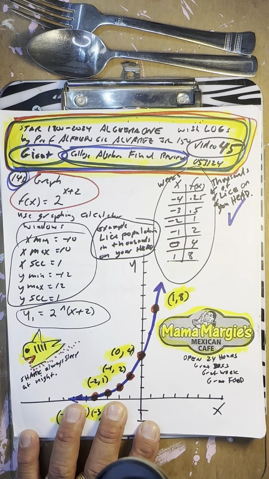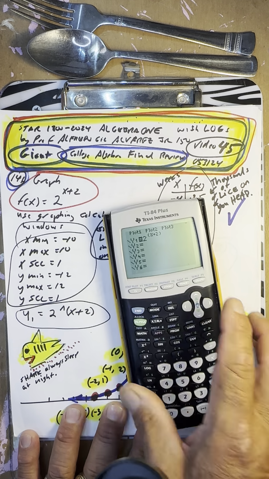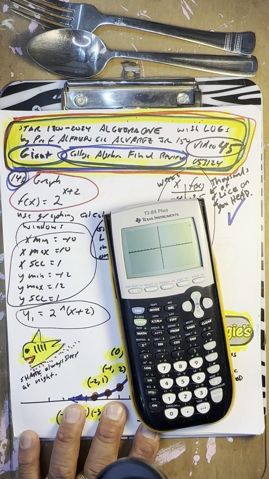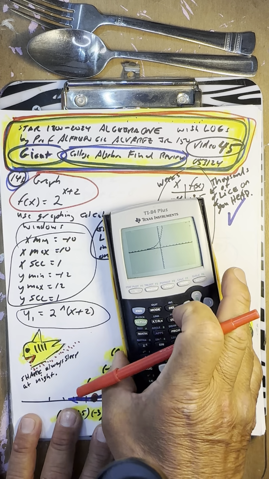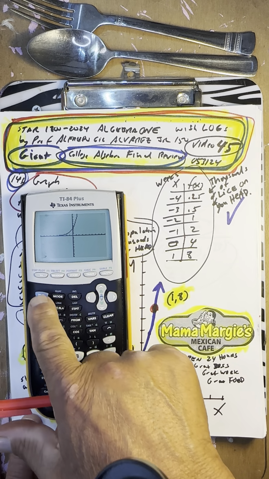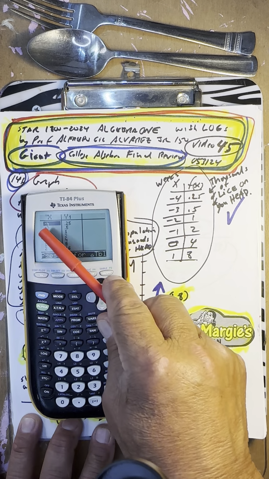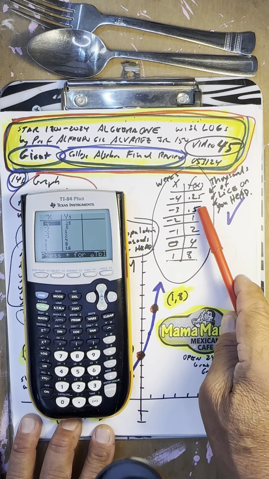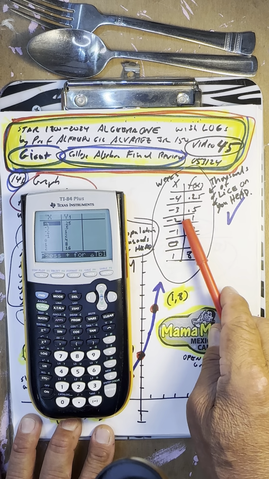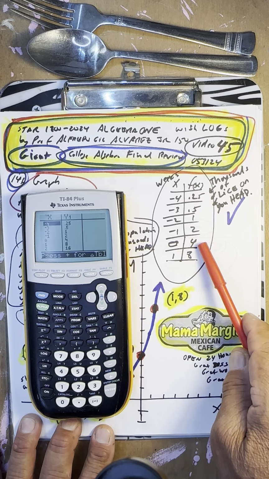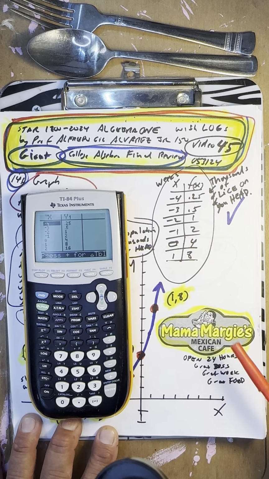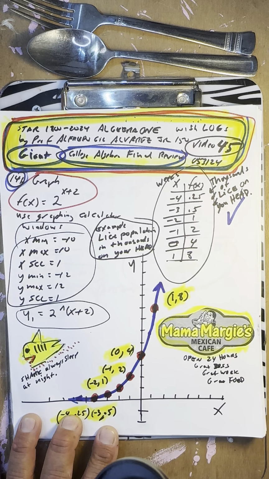Now, there is a way to look at the table if you want. Let's look at the table. Once you hit graph, it draws a graph for you, but you want to get some points. You can go second table. See the numbers right there? Negative 3, 1/4, negative 2, 1/2, negative 1, 1, 0, 4... 0, 2, 1, 4, 2, 8. Now we can put the points and connect the dots.